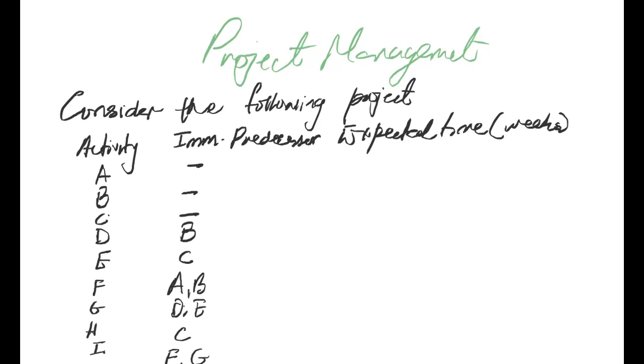Now D requires B to be done before it can be accomplished. E requires C to be done before it can be accomplished. F requires A and B to be done before F can be accomplished. G requires D and E to be done before G can be accomplished. H requires C to be done before H can be accomplished. And finally, when you have done F and G, then you can do I. And having done I, then the project is regarded as being completed.